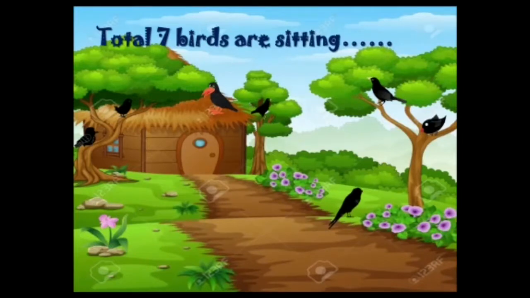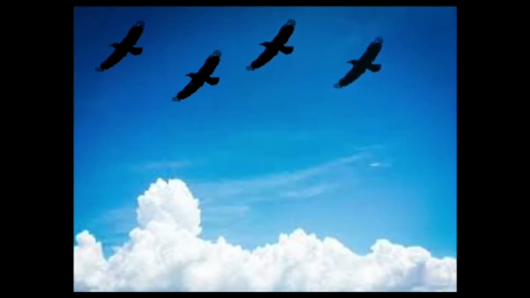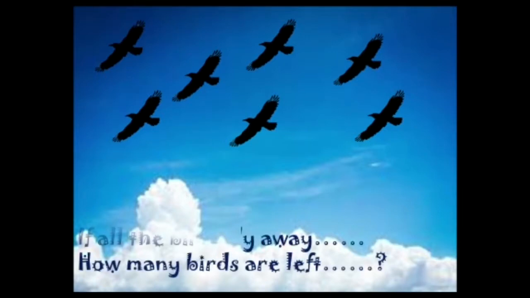After some time, these birds started flying away like this. 1, 2, 3, 4, 5, 6, 7. Oh, that means total 7 birds were sitting there. Now, these total 7 birds flew away. So, can you tell me if all the birds fly away, how many birds are left? Any guesses?